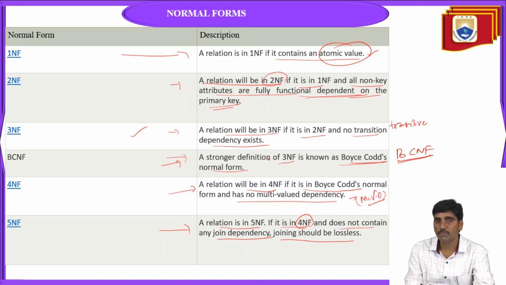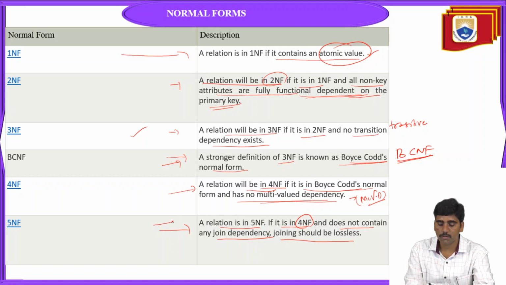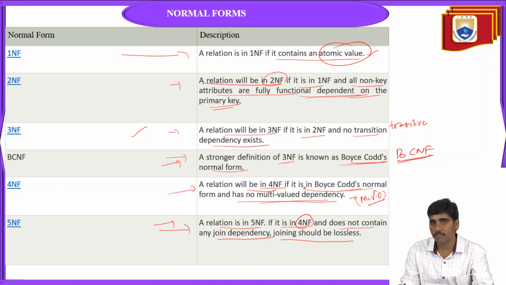For the fourth normal form, a relation will be in fourth normal form if it is in Boyce-Codd normal form and has no multi-valued dependency. For the fifth normal form, a relation is in fifth normal form if it is in fourth normal form and does not contain join dependency, and here the joining should be lossless.